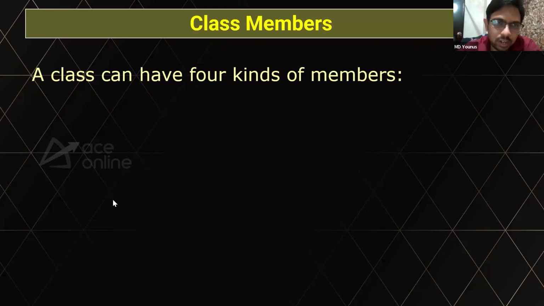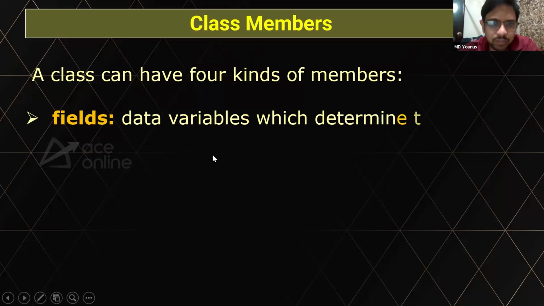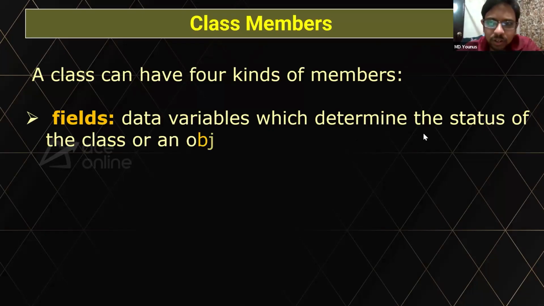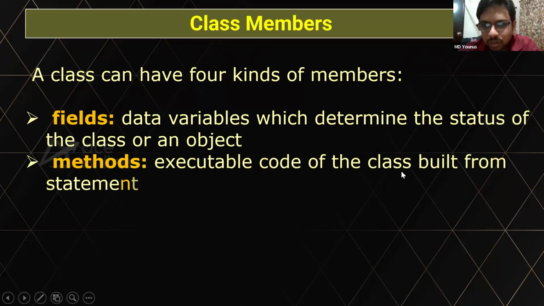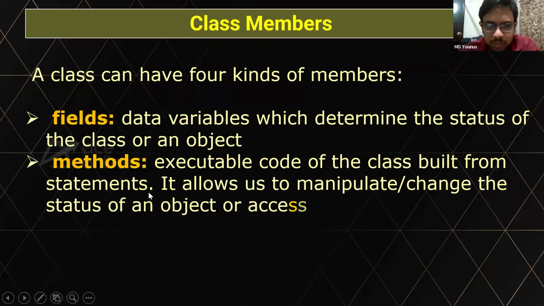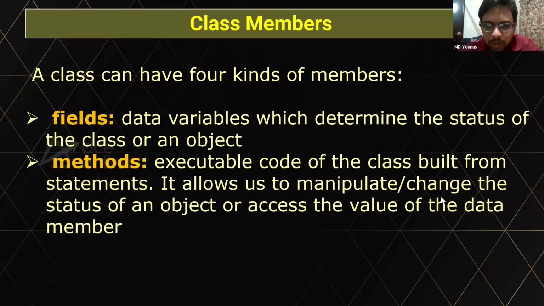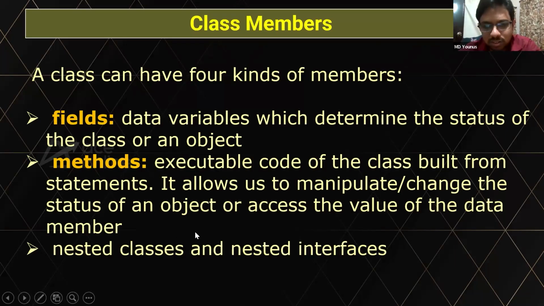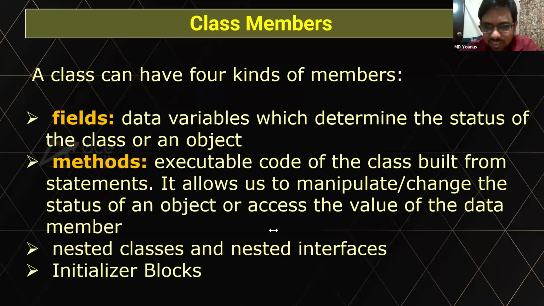Basically we can have fields, which are nothing but the data variables that determine the state of an object. Then we can have methods, which hold the executable code of the class, built from statements. They allow us to manipulate and change the state of an object or access the values of the data members. Other than that, you can also have nested classes and blocks, initializer blocks. So basically, you can have these four things inside the class.